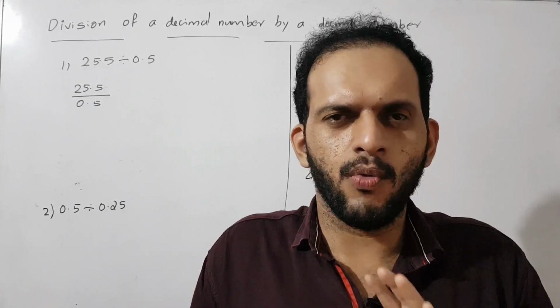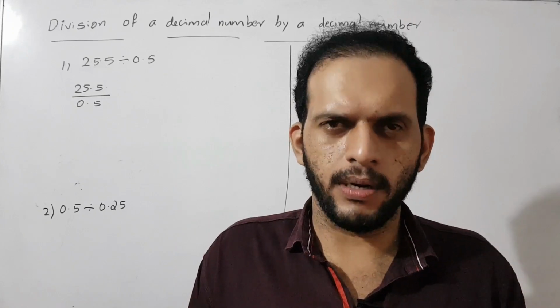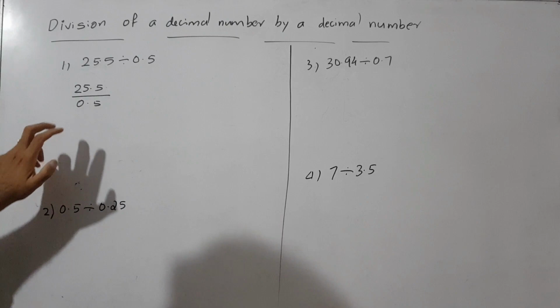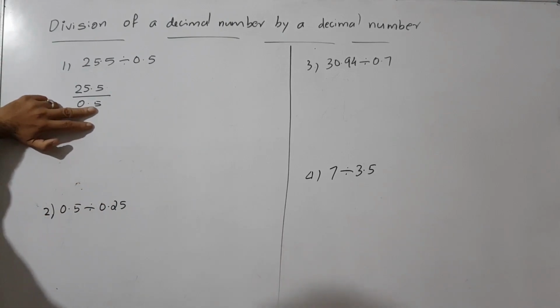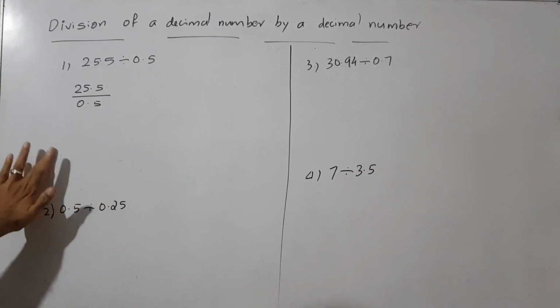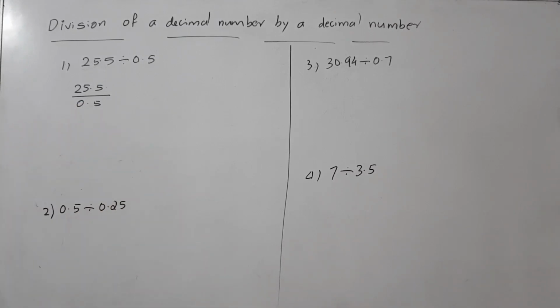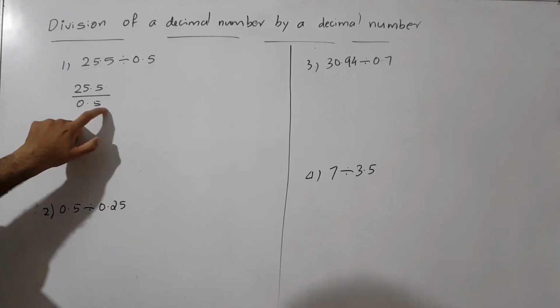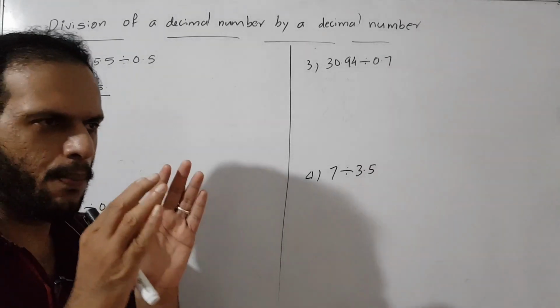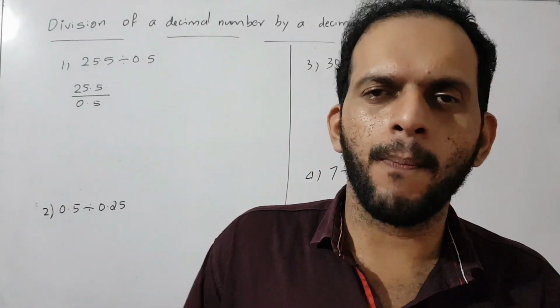Clear? Otherwise we can't divide the number. Clear? So what is the difference here? Here the denominator is not a whole number, it is in the form of decimal. We know that if the denominator is not a whole number, it is not possible to divide. So what is the first step? The first step is to make the denominator a proper number. What is the first step? To make the denominator a proper number.